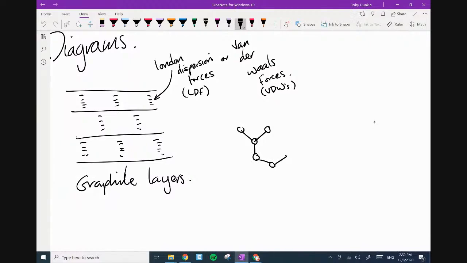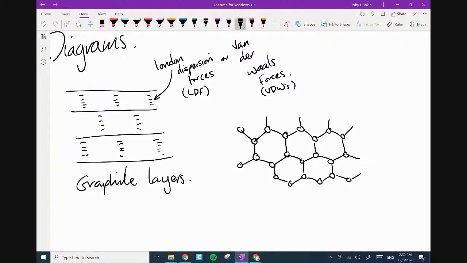So in graphite, unlike diamond, each carbon atom has an unusual bond number. We know that carbon makes four bonds, but in graphite, it doesn't. In graphite, they make three.